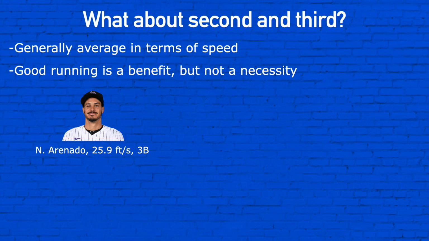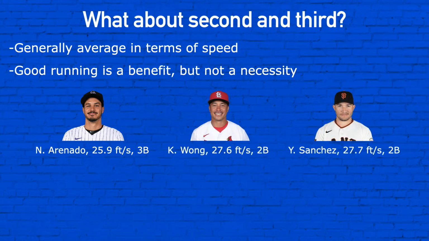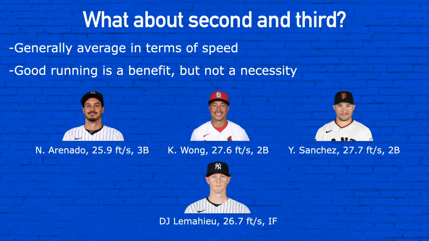Good defensive second basemen usually have better speed totals, like how both Kolten Wong and Yolmer Sanchez were above average, but there are still players like DJ LeMahieu, who is very strong defensively yet has a slightly below average sprint speed of 26.7.